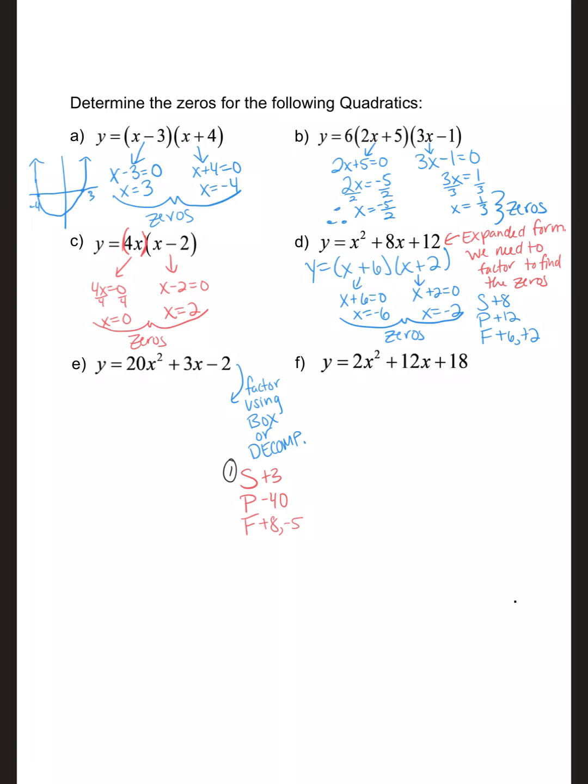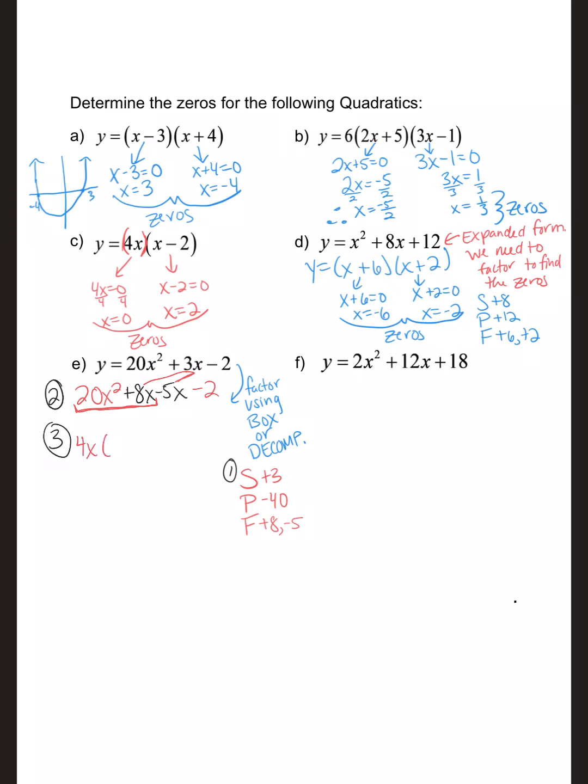So step 2 for decomp is we're going to split apart that middle term using those factors we found. So we're going to have 20x squared, and then plus those two terms, which were 8x and 5x, minus 2. We're just splitting apart that 3x into 8x and 5x. Okay, step 3 in decomposition is we're going to common factor the first two terms, and we're going to common factor the last two terms. So my first two terms here, 20x squared plus 8x, I can common factor out 4x.